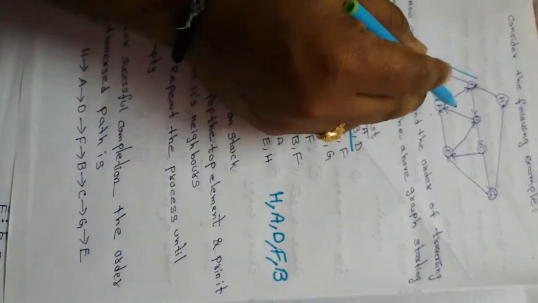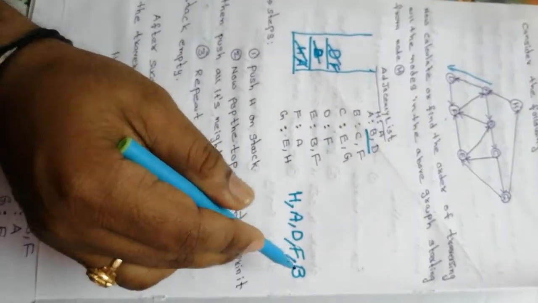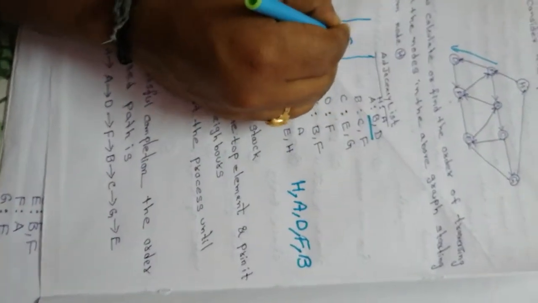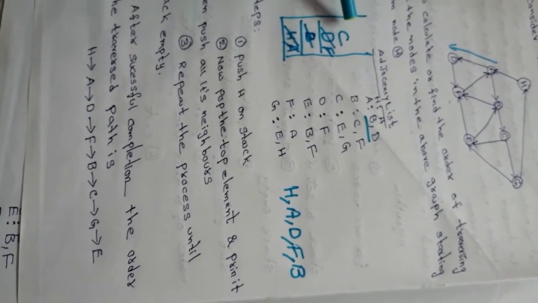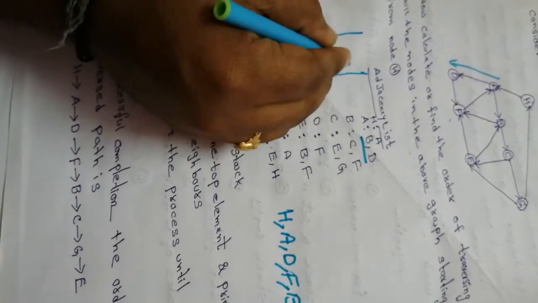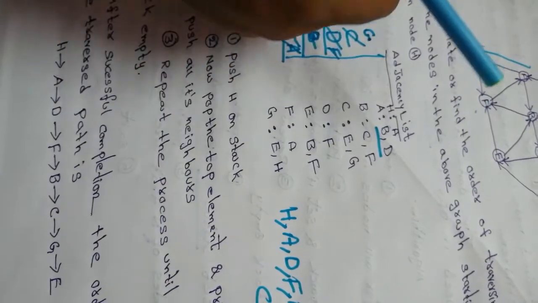So B is processed, F is processed. So no need to write F. Then what is the node that is remaining? That is C. So now C will be processed. So now delete C, pop C. What are the neighbors of C? G and E are the neighbors. So C, G and E are the neighbors.